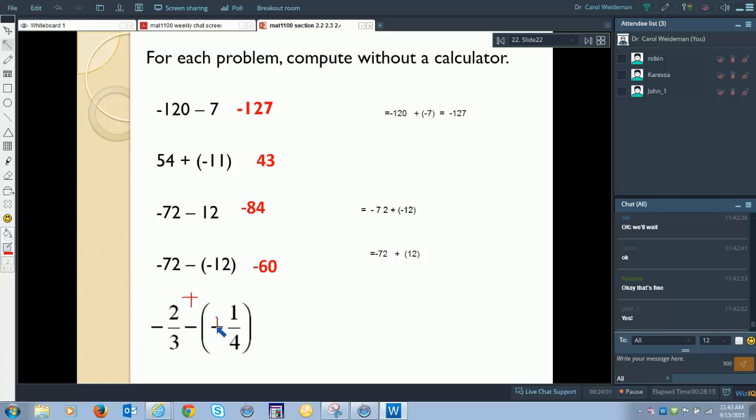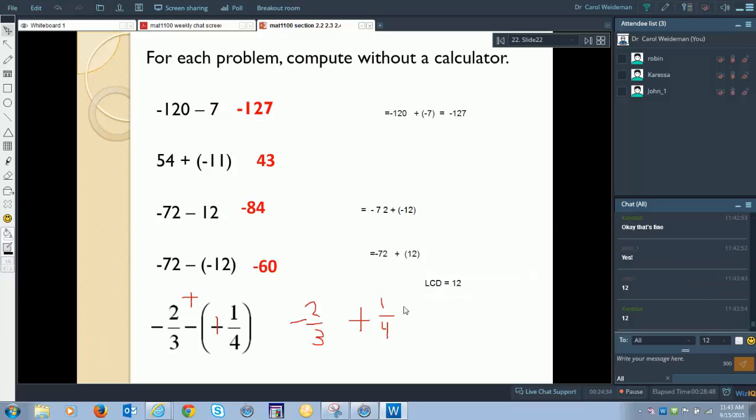All right, so this one's tougher, isn't it? I'm going to handwrite it because the typing doesn't work so good with fractions. So now I have negative 2/3 plus 1/4. So what do I need to think about now? I need to find an LCD, right? Because to combine the fractions, I need to have the same denominator. And the LCD here is going to be 12, right?